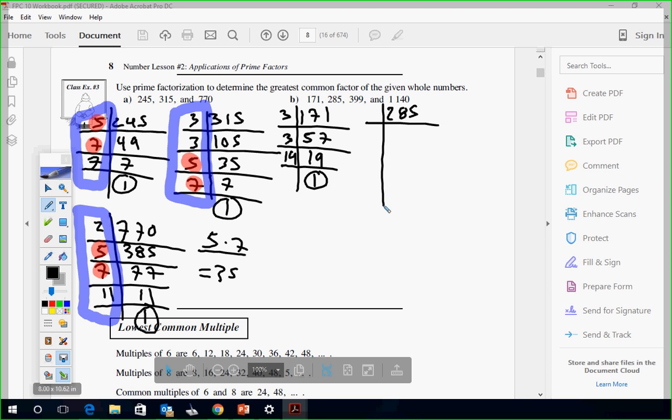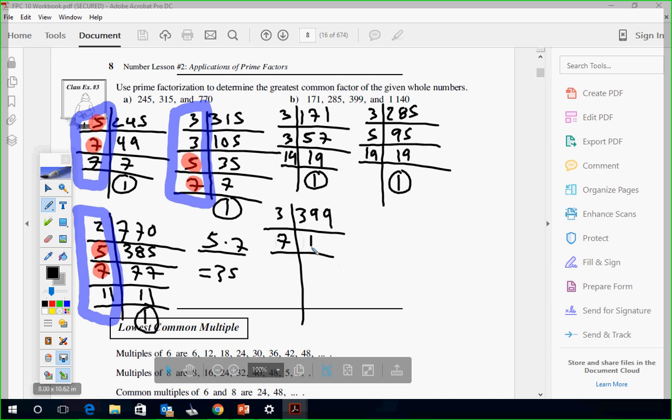We do 285. You divide that by 3. Again, you could have done 5 first if you wanted. I got 95, 5, 19 again. And down here, 399. 399 started with a 3. Then went to 7 because it was 133. Then I got 19 again. Seeing the pattern here. They obviously want us to have 19 as our number.